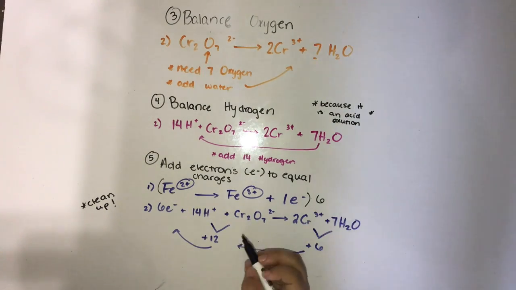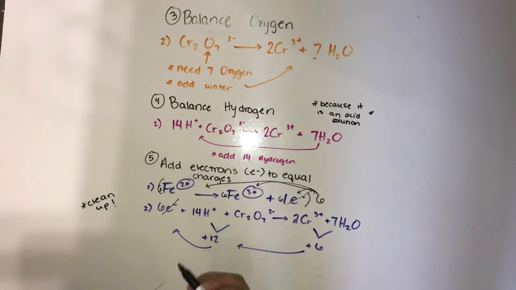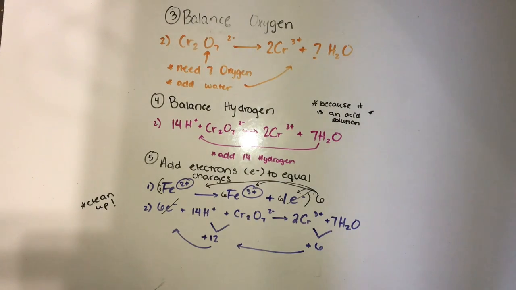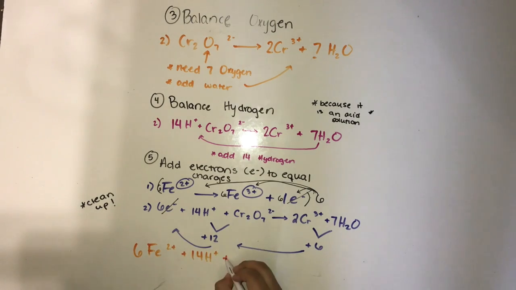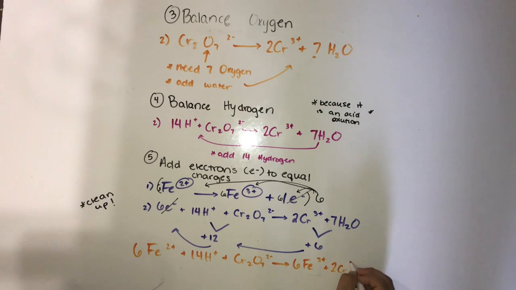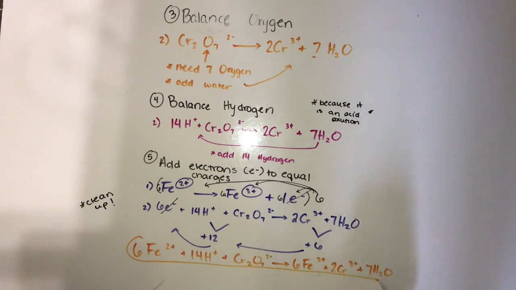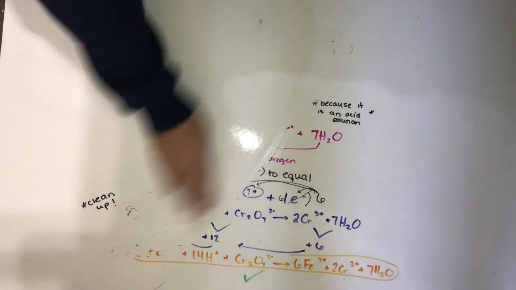All that's left is to clean up. The first step in cleaning up is you have to multiply the first half reaction by 6 to cancel out the 6 extra electrons in the second half reaction. The last step is you need to write the equation all together so that it equals 6Fe2+ plus 14H+ plus Cr2O7 2- yields 6Fe3+ plus 2Cr3+ plus 7H2O.